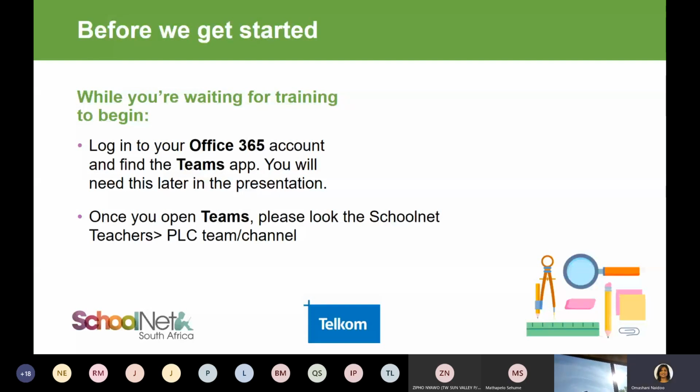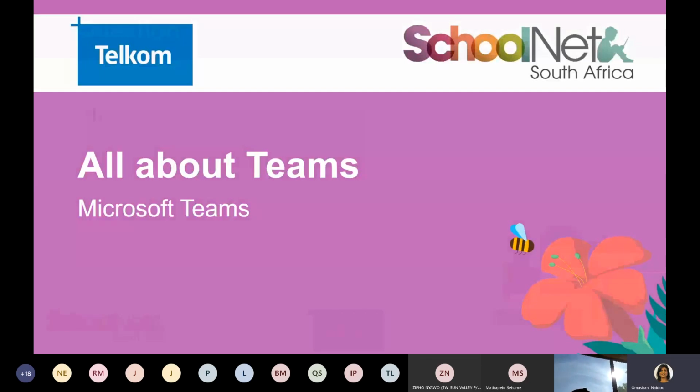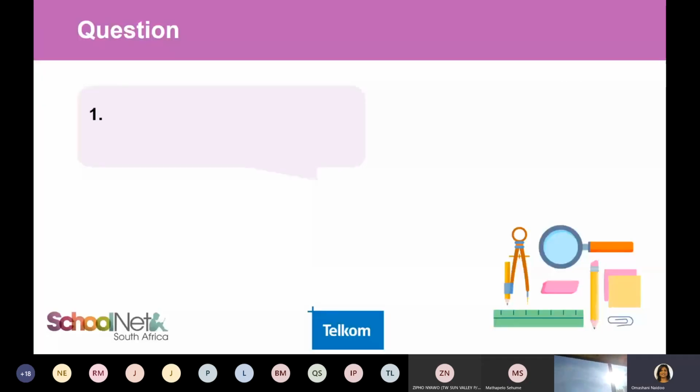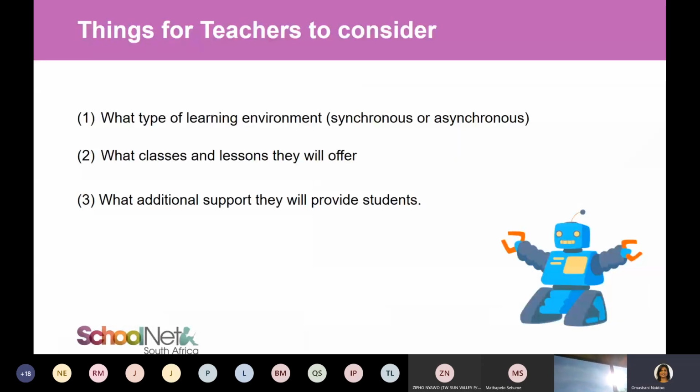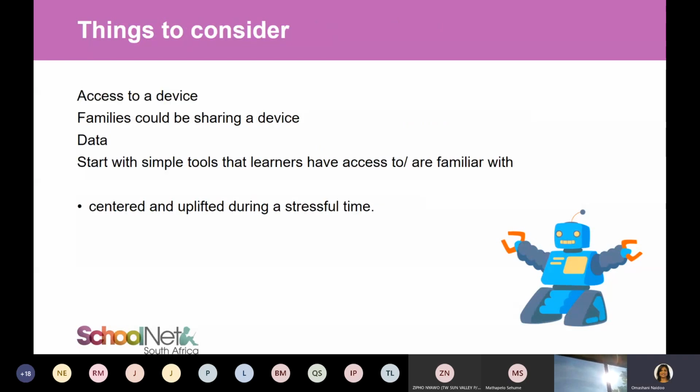The things that you've got to be thinking about are the types of learning environment that you have, what classes and the lessons you're going to be offering, and the additional support you're going to be providing to your students. Okay, I'm going to come back to the things you can consider. Bandwidth. You were talking about just now whether the children have access to data, as well as in terms of bandwidth.